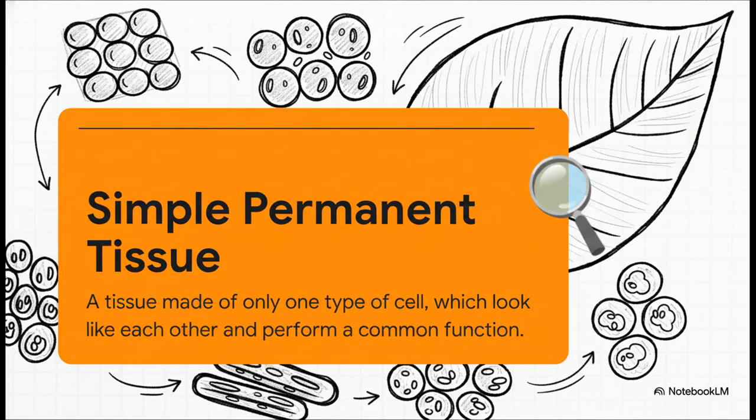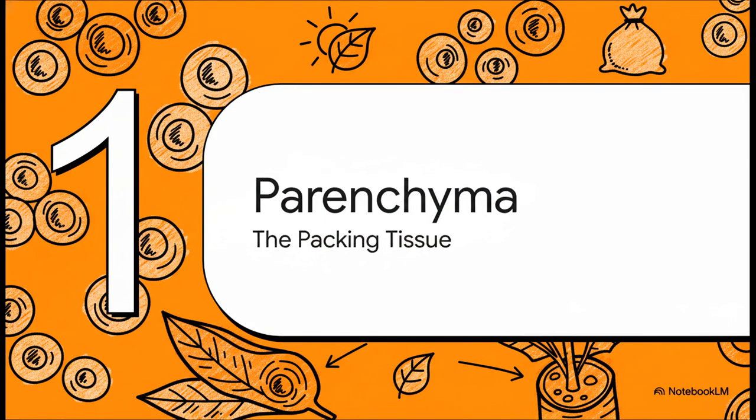Today, we are going to focus on a particular group of these tissues called simple permanent tissues. Now, why are they called simple? Well, it's because they are made up of only one single type of cell, and all these cells look similar and work together to perform a common function. All right, so let's begin with our first type.